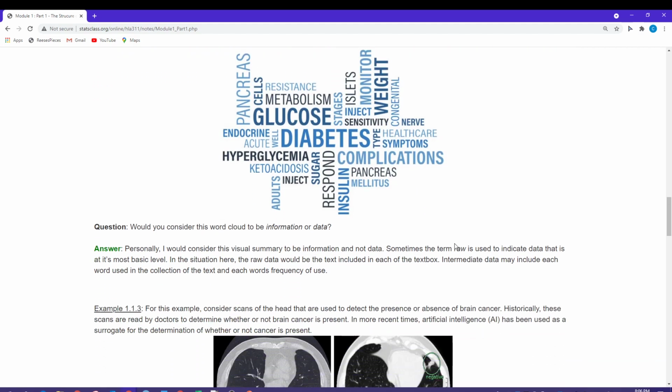We do have this idea of raw data, and that is simply used to indicate that data is at its most basic level. So in this situation, the raw data would be the text included in each of those text boxes. Kind of an intermediate step would be what I discussed there, in that I would identify each word that was used in that collection of text and measure the frequency of use. That'd be kind of an intermediate step of my data processing. The final step here, again, happens to be just a display of a visual word cloud.